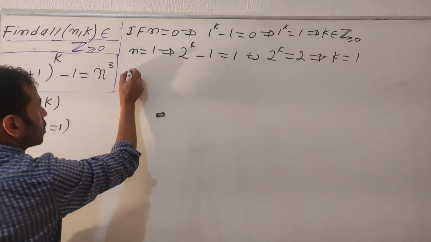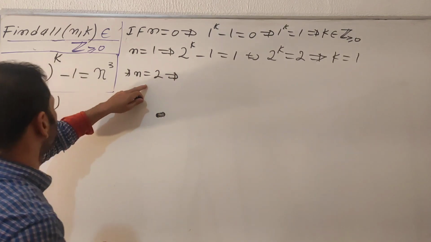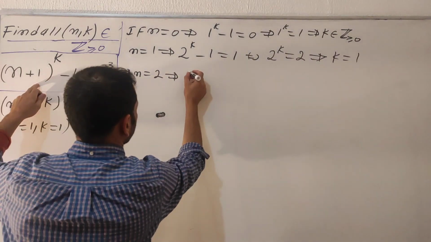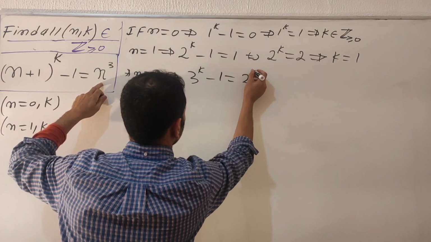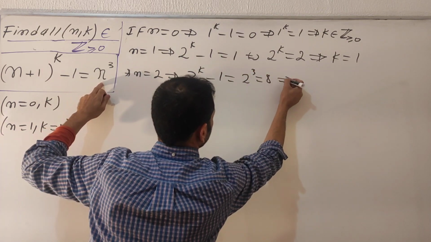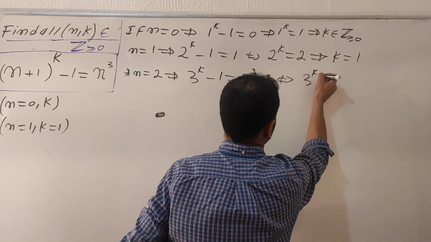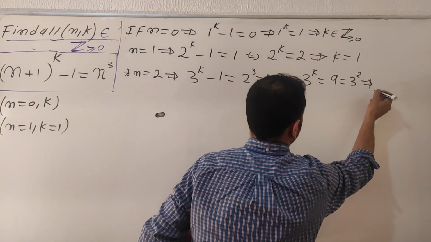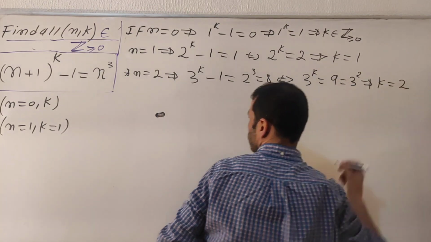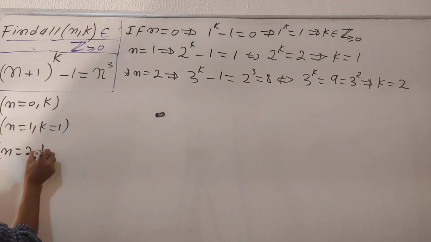Let's check the next value. n equals 2. I will have 2 plus 1, which is 3, to the k, minus 1 equals 2 cubed, which is 8. Moving minus 1 to the right, I get 3 to the k equals 9, which is the same as 3 squared. This tells us k equals 2. So we have a third solution: n equals 2, k equals 2.